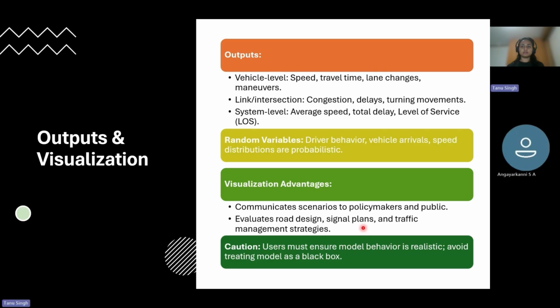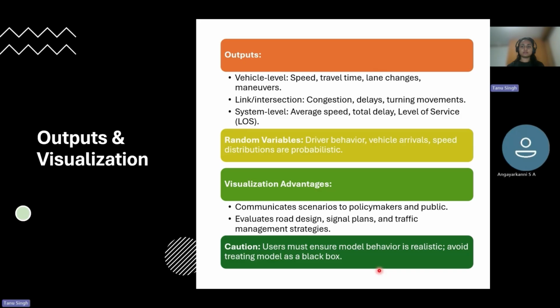The caution is that the user must ensure model behavior is realistic, and avoid treating the model as a black box. Because these simulation models are based upon different car following theories that follow the realistic traffic behavior, therefore we should not consider these models as a black box, rather consider them as realistic driver behavior.